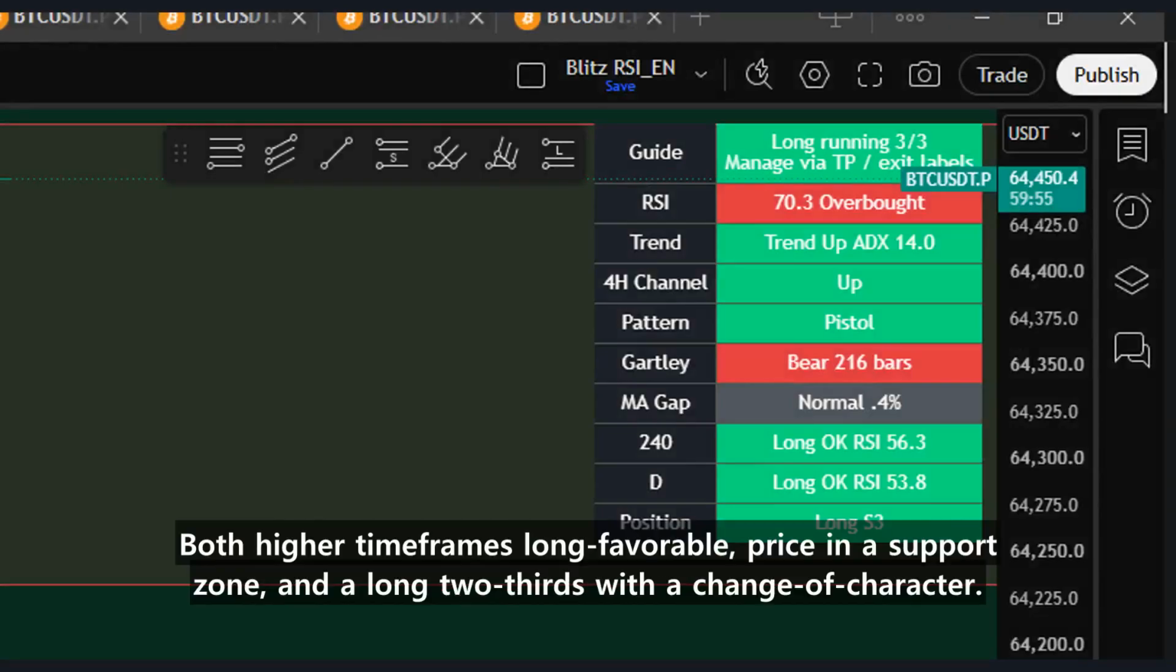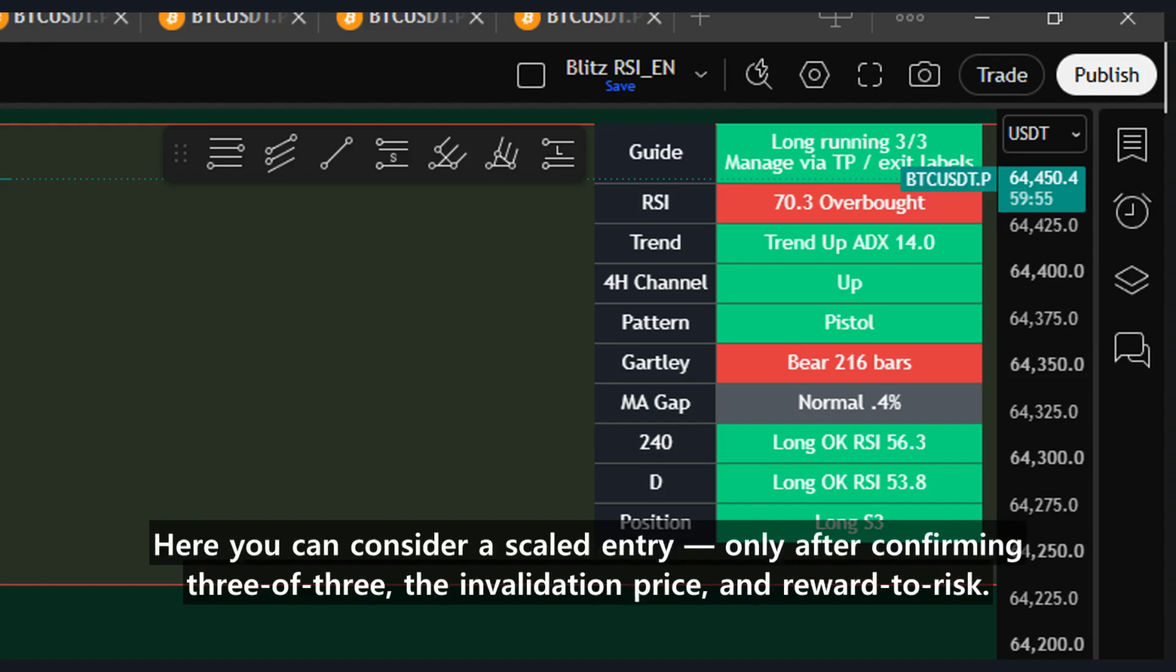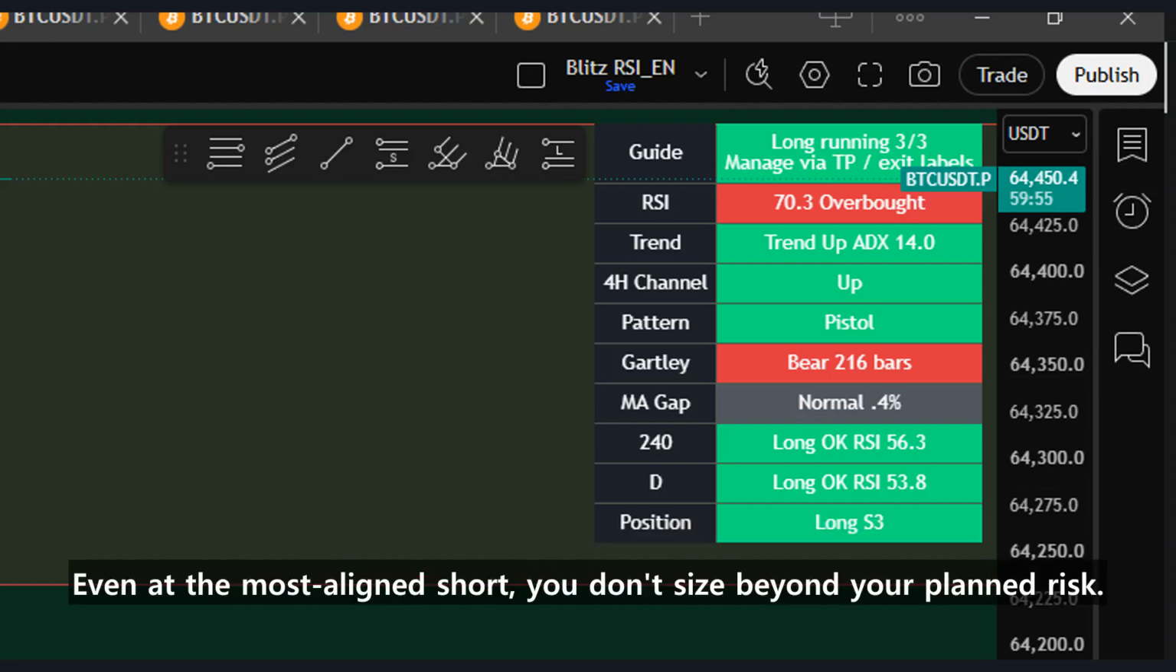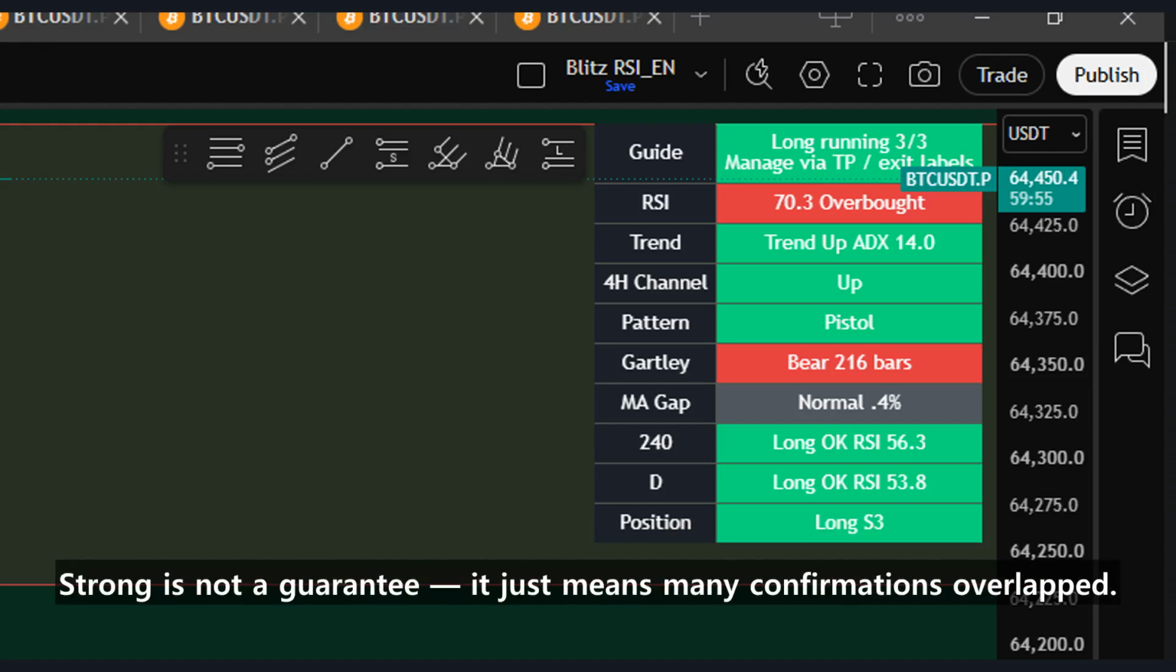Case 3. Both higher time frames long favorable, price in a support zone, and a long 2/3 with a change of character. Here you can consider a scaled entry, only after confirming 3 of 3, the invalidation price and reward to risk. Case 4. Even at the most aligned short, you don't size beyond your planned risk. Strong is not a guarantee. It just means many confirmations overlapped.